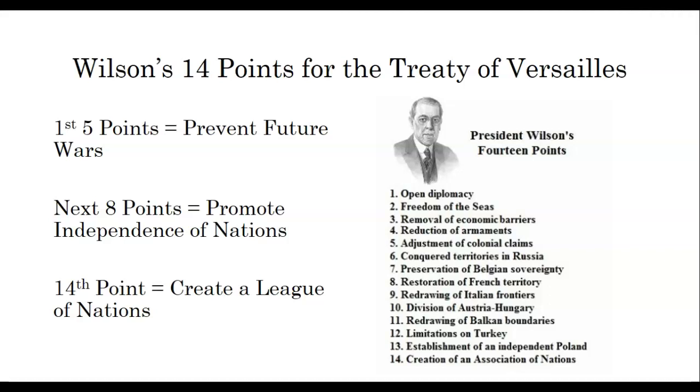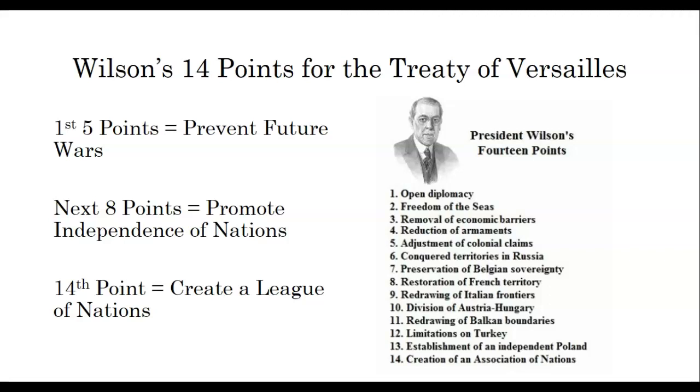So Wilson's first 5 points basically focused on preventing future wars, and this was things like open diplomacy, freedom of the seas, the removal of economic barriers such as tariffs that prevented trade between countries, the reduction of armaments, and he wanted to see European powers adjust their colonial claims, meaning he didn't want to see countries fight over boundaries. Unfortunately, that didn't happen in the actual treaty.